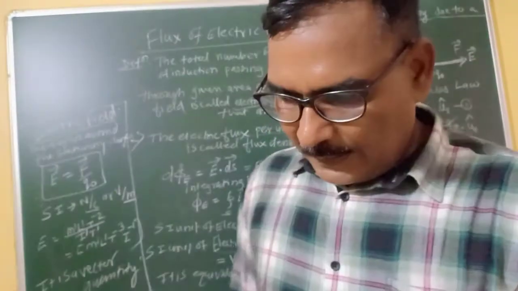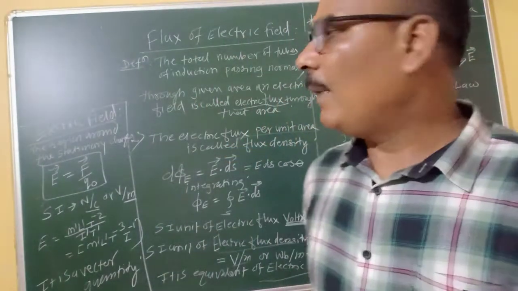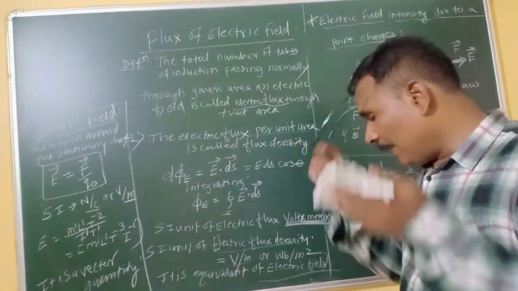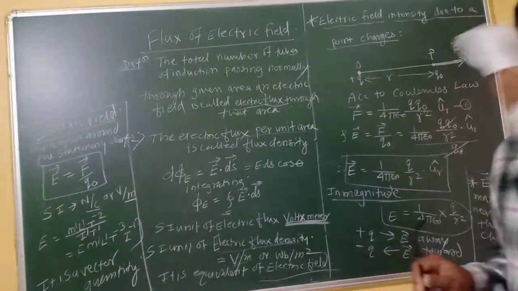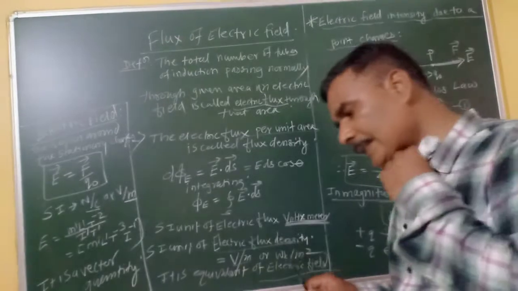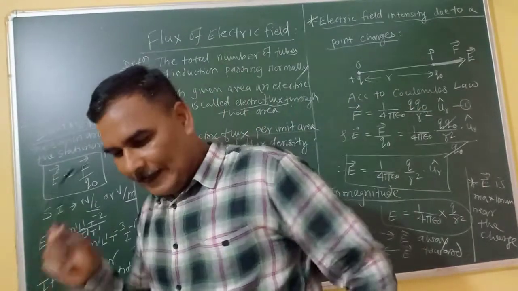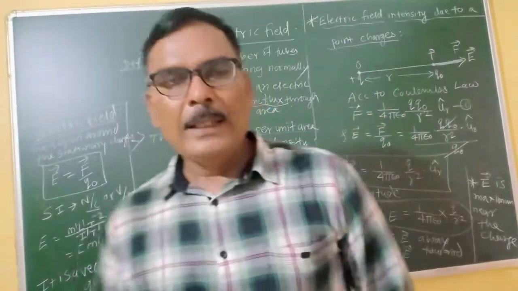And electric field intensity can deflect alpha particles. Which particle does the electric field intensity deflect? Our alpha particle can be deflected. These points are important for the electric field intensity.